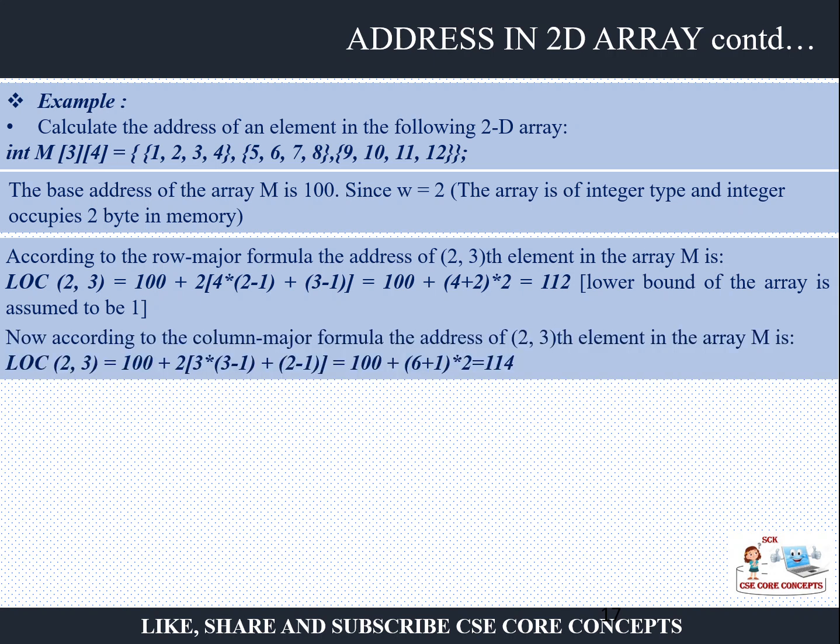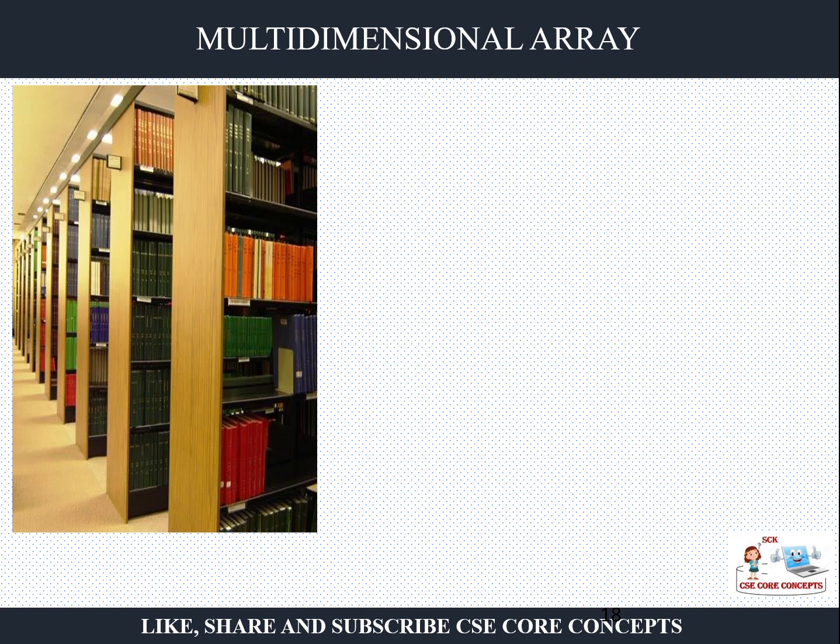Similarly, if I want the same thing to be found using the column major formula, then in that case, it is 100 plus 2, that is the same, 3. Now why 3? Because there are 3 rows. So you remember it is a column major order, so we are going to use the number of rows. 3 minus 1 plus 2 minus 1. So the value comes out to be 114. Similarly, you can extend the number of dimensions in the array as per the requirements.